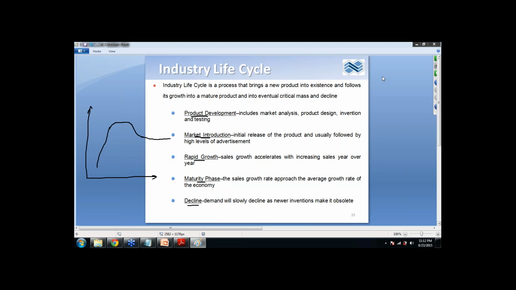So people, you should start making new inventions when you reach the maturity phase of the product. These are the different stages that we have, and we call it the industry life cycle. So you can make note of this, participants: the industry life cycle.